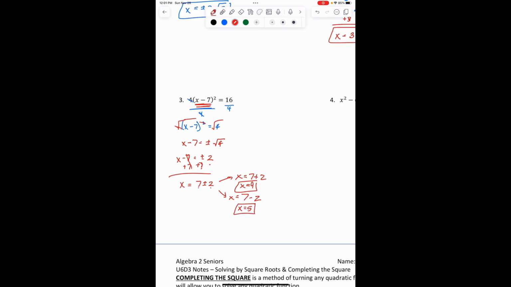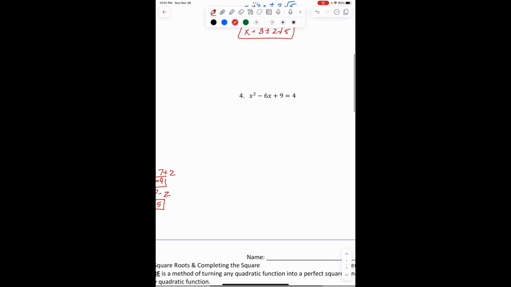Okay, so again, squared should have 2 answers, right? Now, if we look at 4, this guy's a little bit different here. We've got x squared minus 6x plus 9 equals 4. So we can't actually take a square root because we have an x squared and an x, right? It's not just something squared. But what we look to do is check, can we factor this left-hand side?